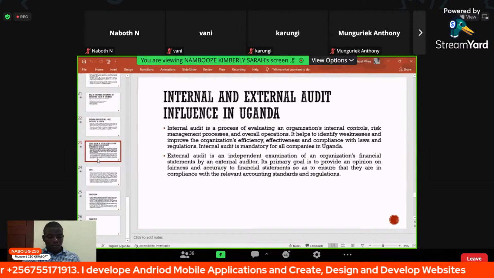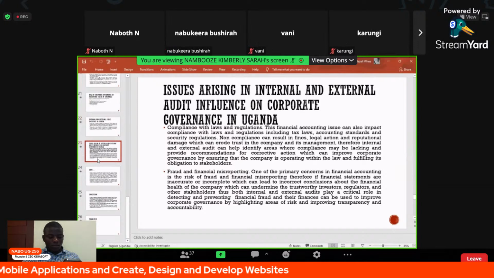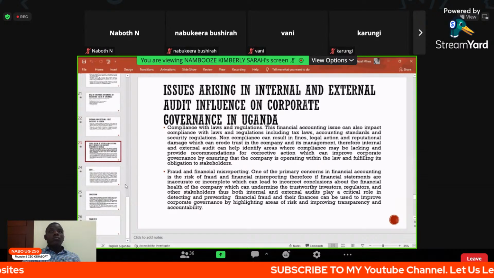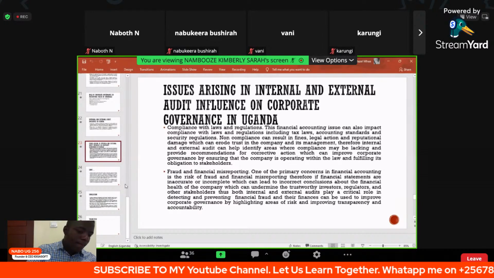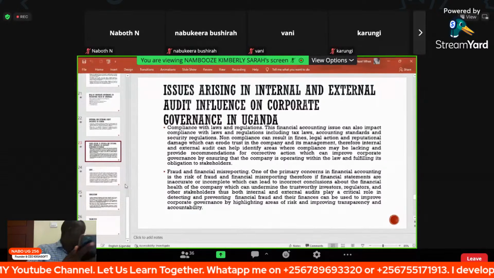Next slide, about the issues arising. Issues arising: internal and external audit influence on corporate governance in Uganda. Number one, compliance with laws and regulations.